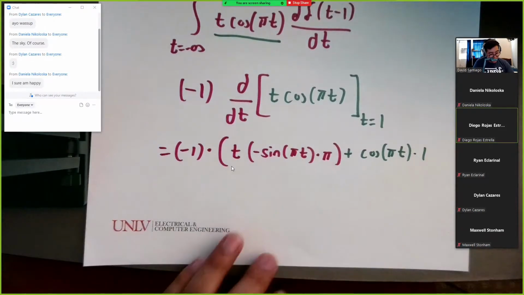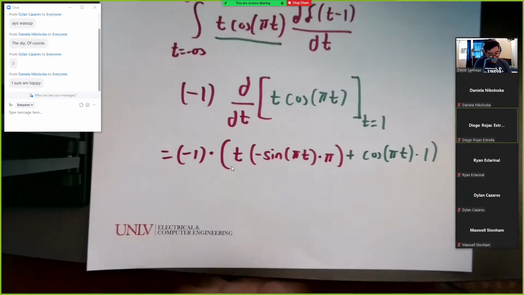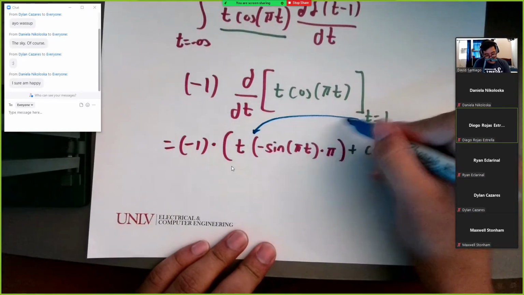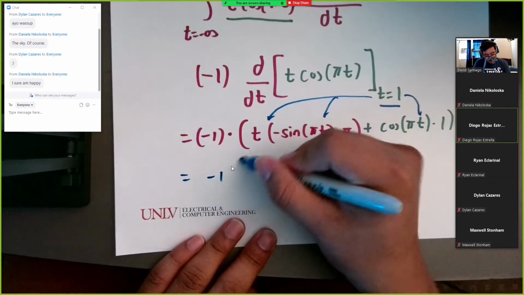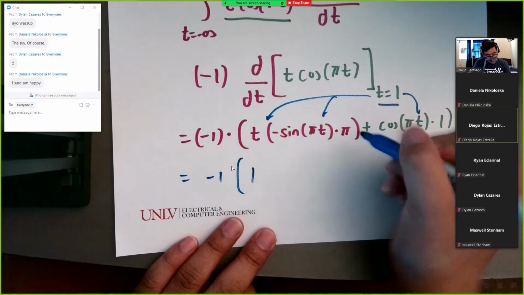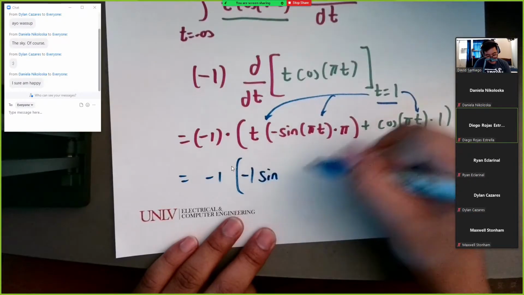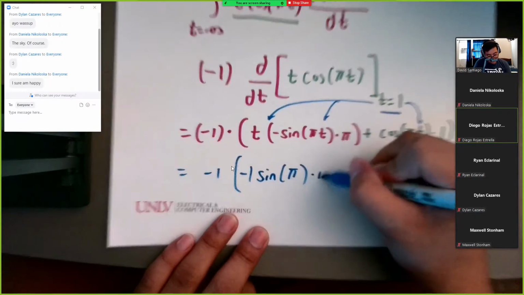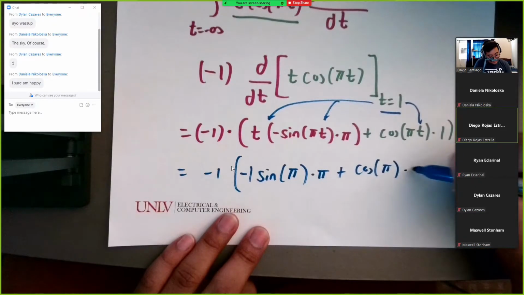There we go. However, remember what I just said? We have this t is equal to 1 condition. So all you got to do is just put this everywhere you see a t. So if we were to rewrite it again, we're going to put a 1 right there. And then this becomes -1 sine of pi times pi plus cosine of pi. There we go.